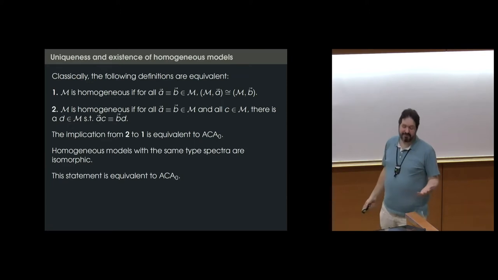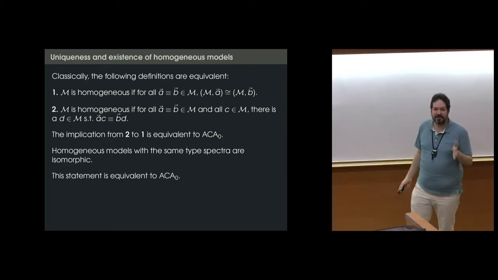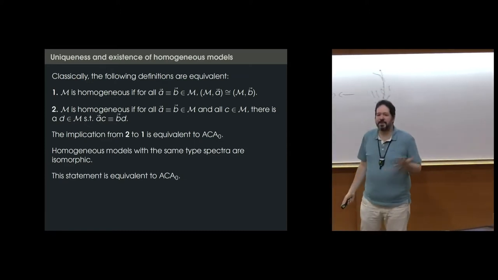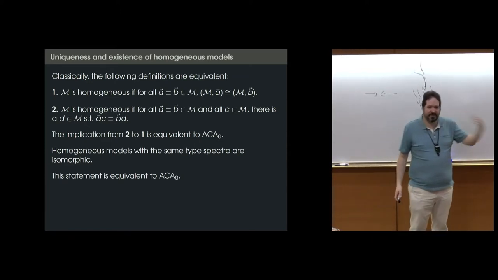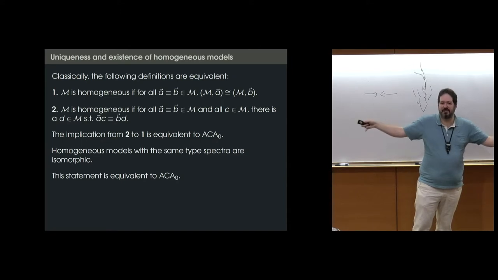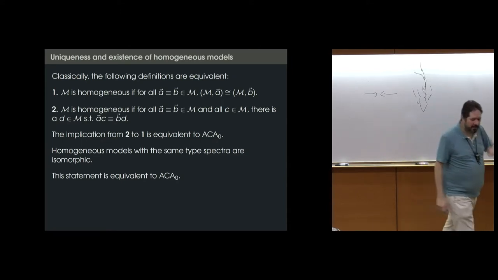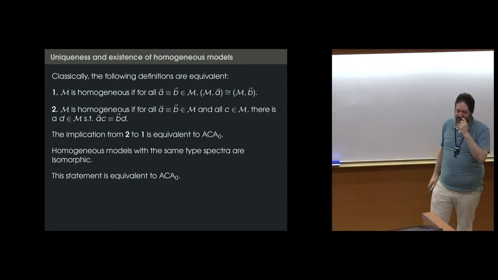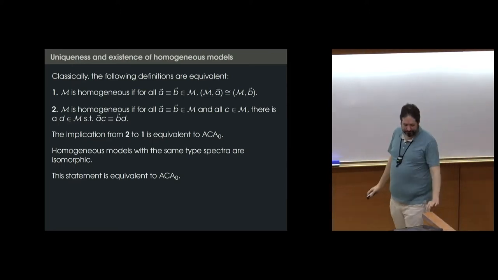Now, homogeneous models with the same type spectrum are isomorphic. Right? So that's one, as I said, we're interested in these kinds of models that are determined by their type spectrum, and homogeneous models have that property. If you say, here's a type spectrum plus it's homogeneous, I'm talking about a single model classically. Now, this statement itself, again, is equivalent to ACA naught. Again, it shouldn't be surprising, building these isomorphisms, but classically it's true.